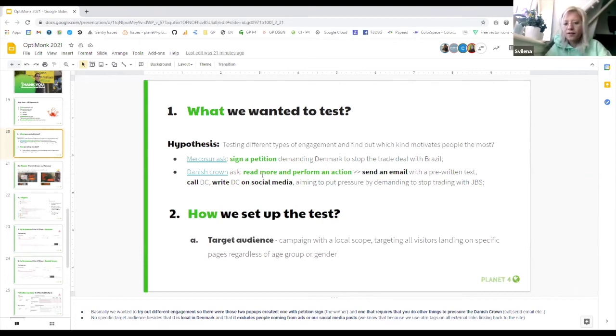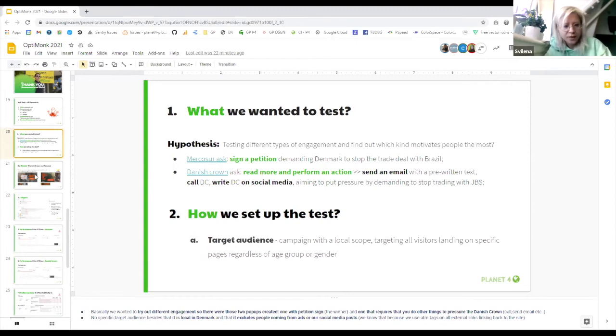We didn't really have any specific target audience in mind. The only limitation was that it was a local campaign, so we were targeting people in Denmark, naturally.